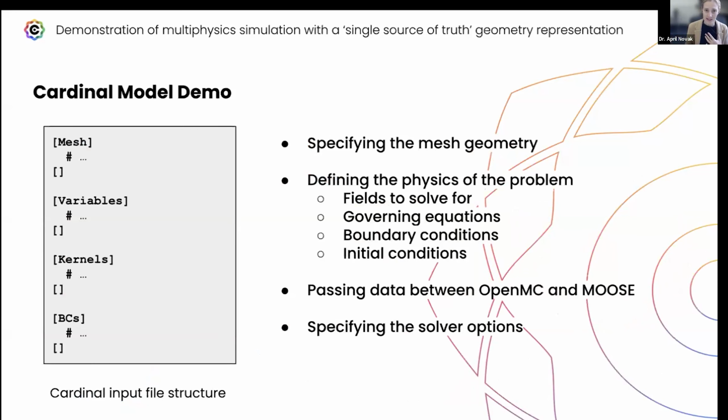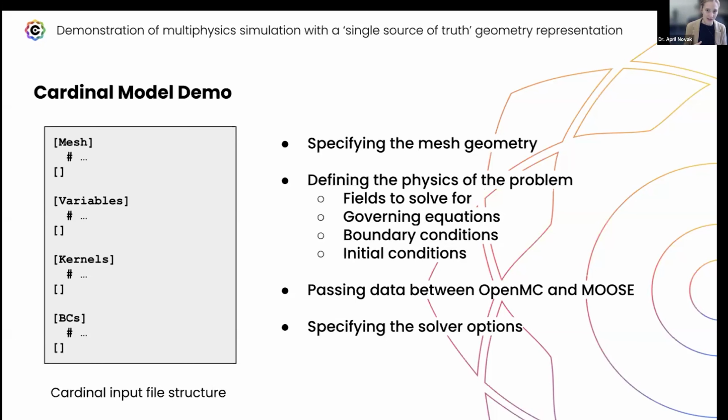So the geometry we're using in a mesh block, what variables we're solving for in a variables block, what equations we're solving in a kernels block. We'll build those up piece by piece in our differential equation, any boundary conditions we may have, and so on. So what I'll show you is how do we specify the mesh geometry for a Cardinal application? How do we define the physics of the problem? So the fields we're solving for, the equations, boundary conditions, some initial conditions. How does the data passing happen?